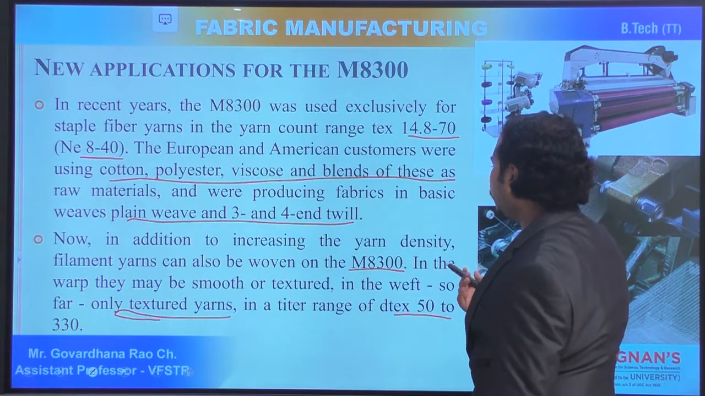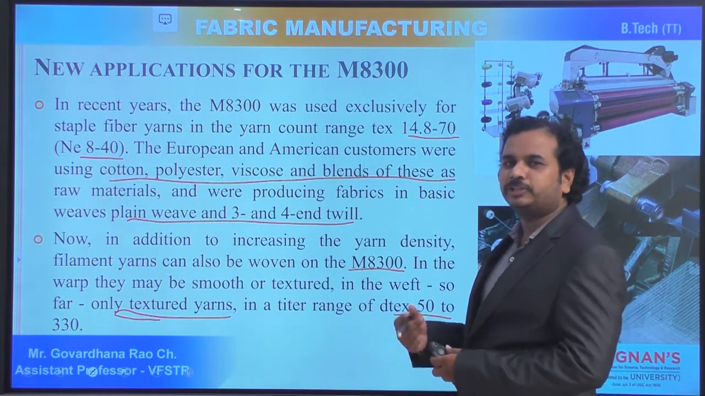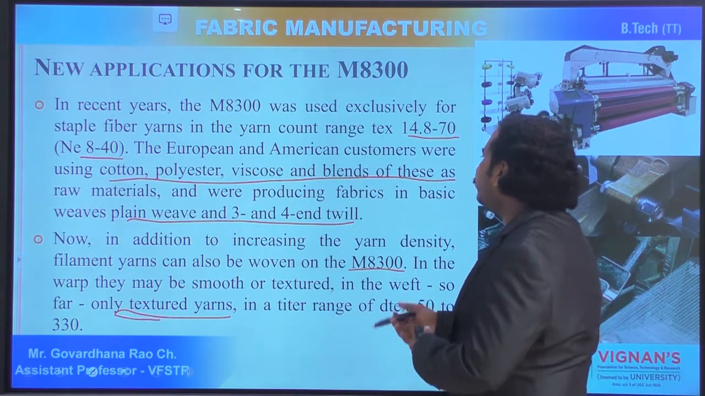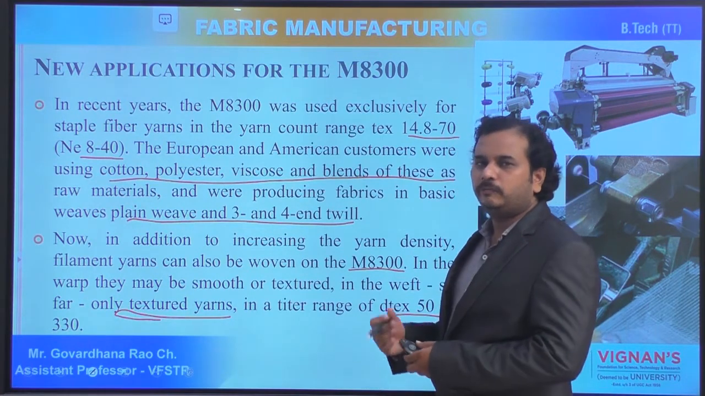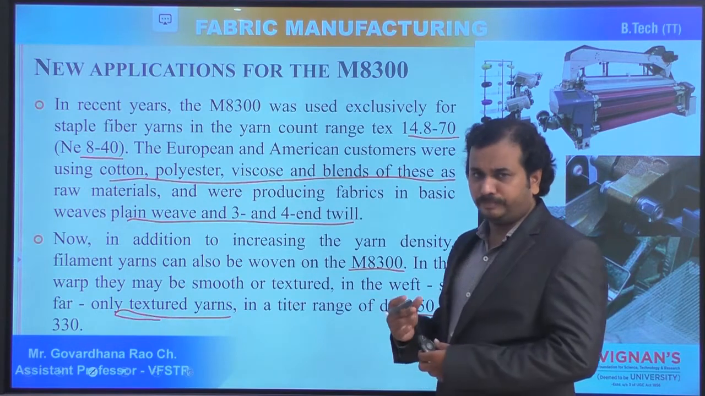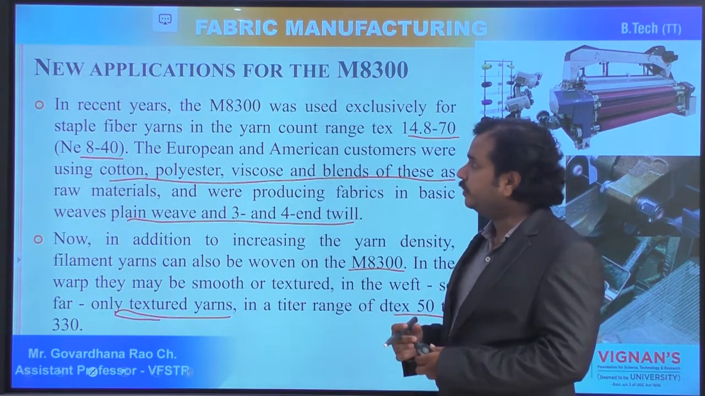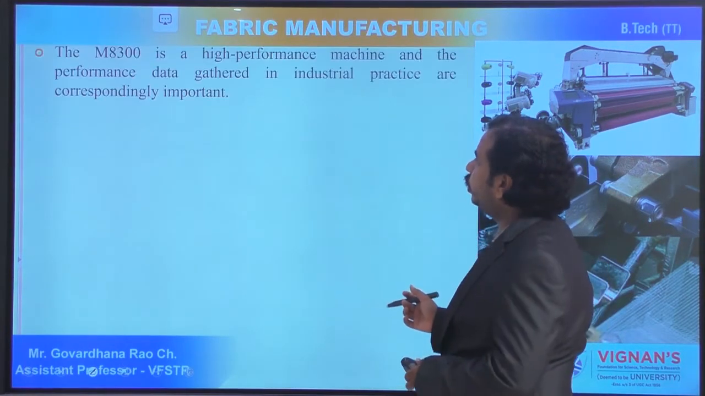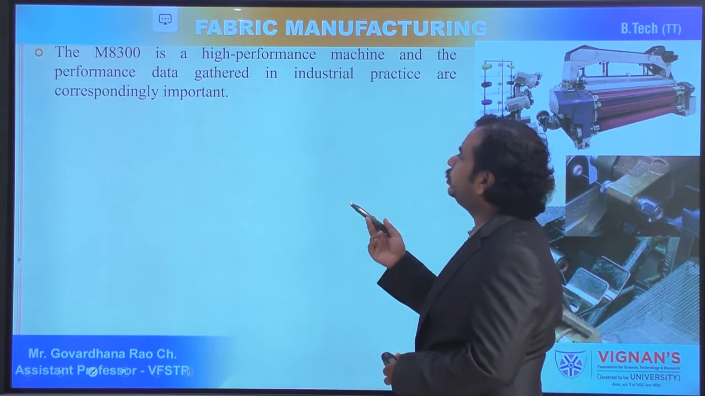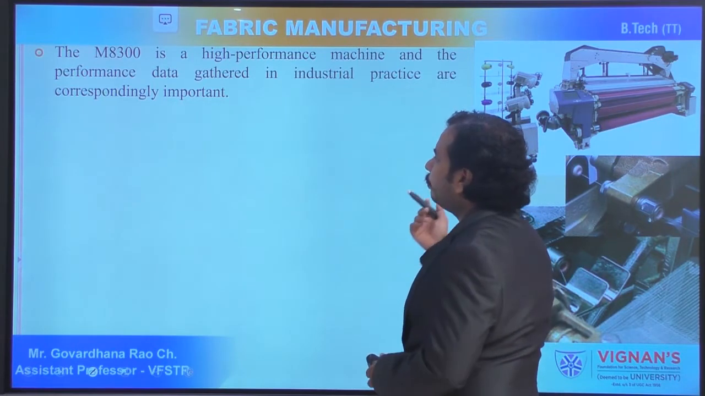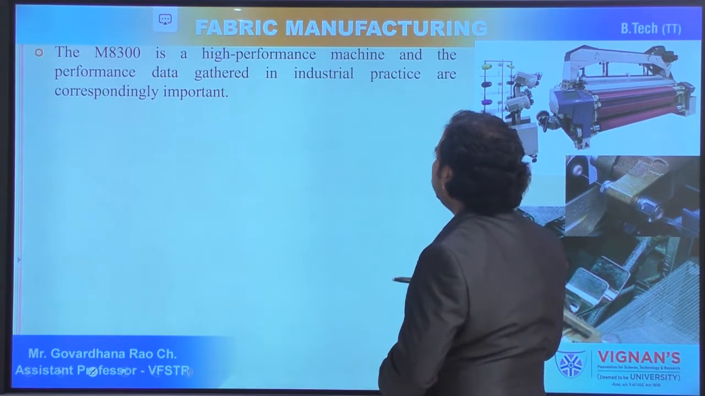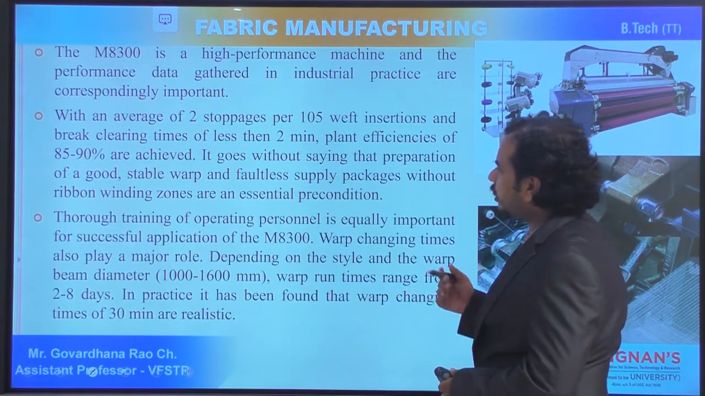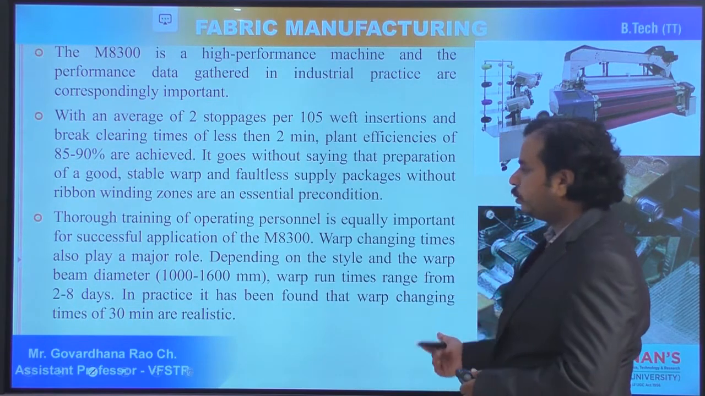So generally the intermingled and textured yarns are preferable as weft. And if you use them as warp also, we need to maintain the tension levels and all those things, then we can use them in the weaving machine. Okay. So the M8300 is a high performance machine, with performance data gathered in industrial practice. These are the simple explanations, you can go through this.